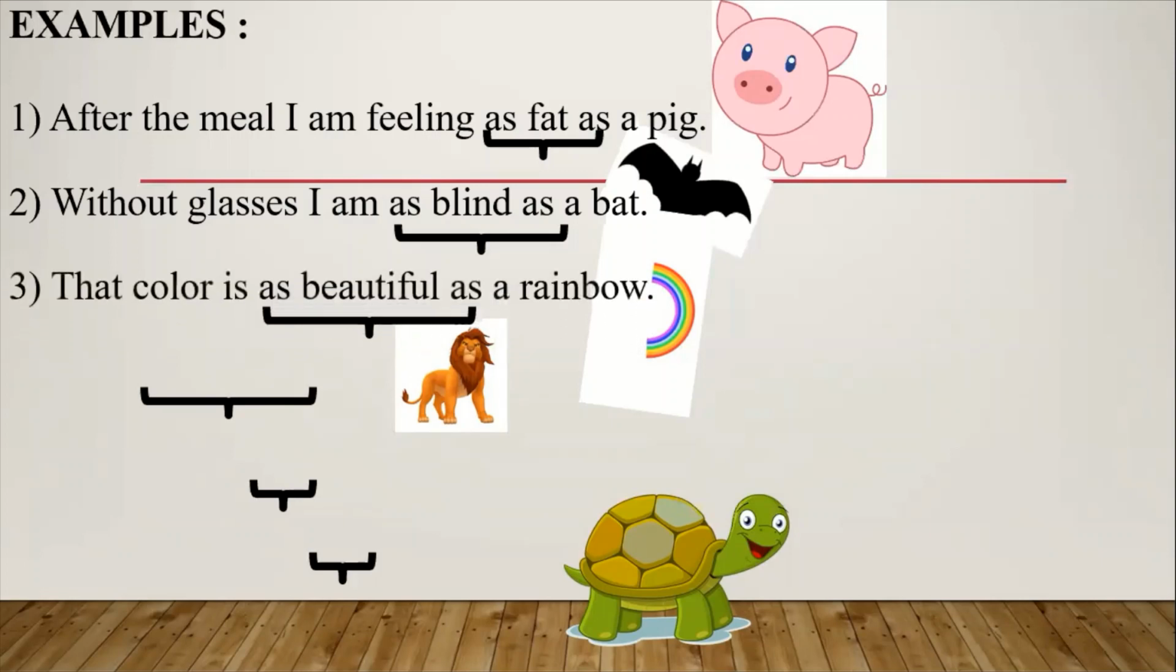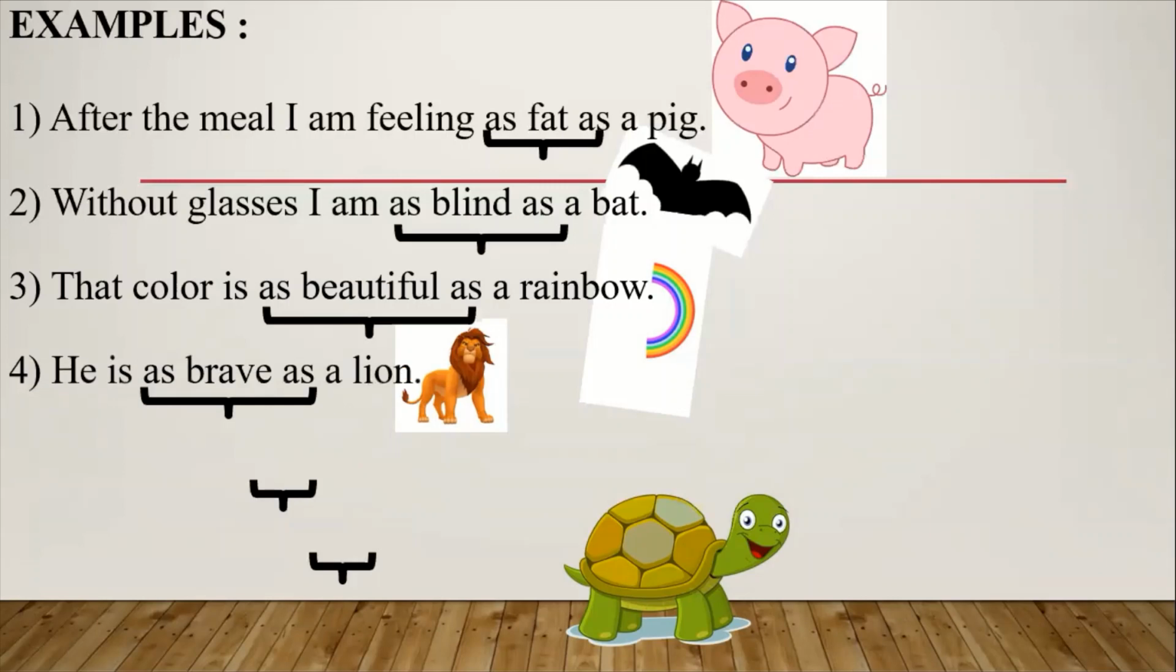Next sentence. That color is as beautiful as a rainbow. So rainbow is very beautiful, right? You all like rainbow. After the rain, when you look at the rainbow, it's very nice. It's very pretty. So when you're saying the color is so good, you can say that color is as beautiful as a rainbow, which means it's very good. So instead of saying that color is really good, you can say as beautiful as a rainbow.